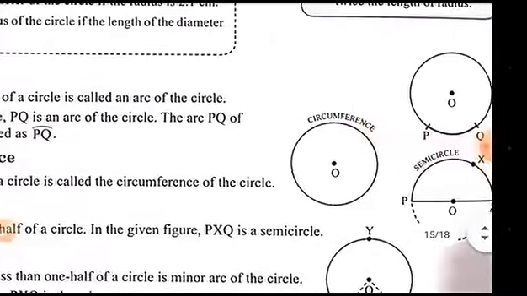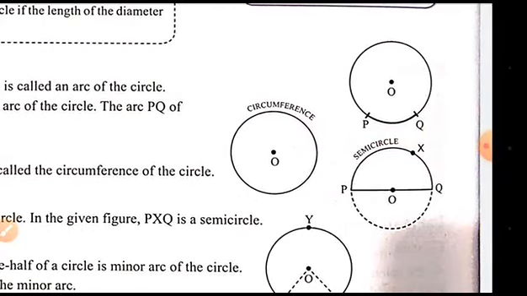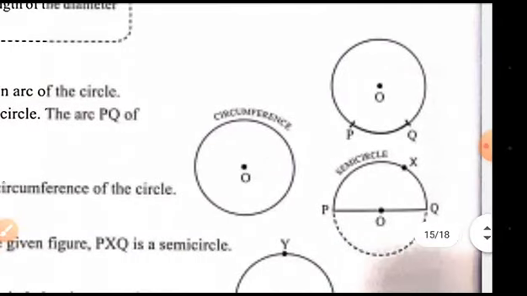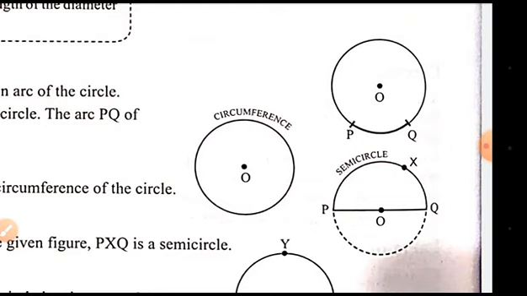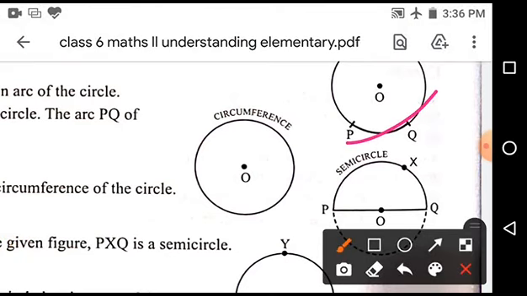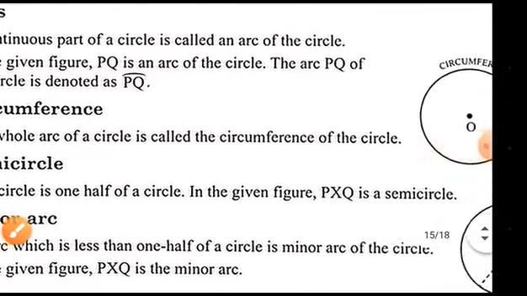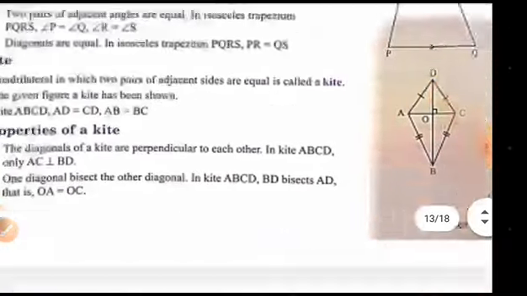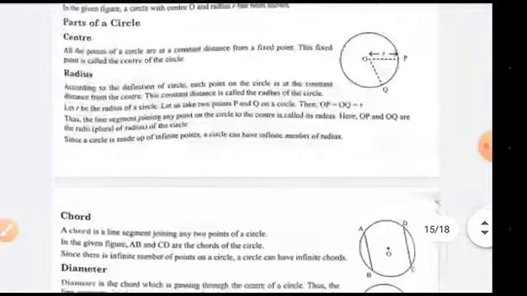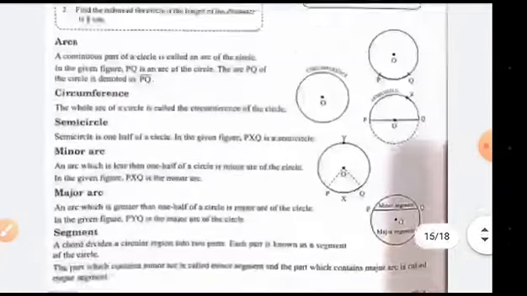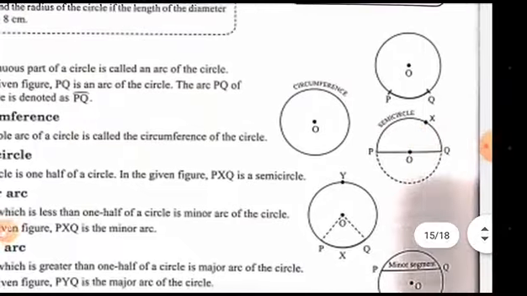Now next one is arc. If we take a small portion on the boundary of a circle, then this small portion is known as an arc. For example, in the diagram you can see that PQ is a small portion which is drawn on the circumference of a circle. This small portion is known as an arc. Next one is circumference. The total boundary of a circle is known as its circumference. Clear?